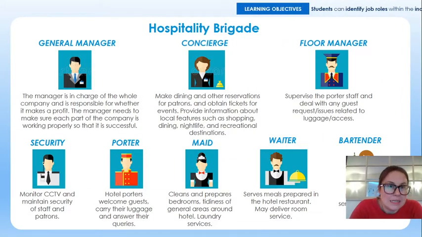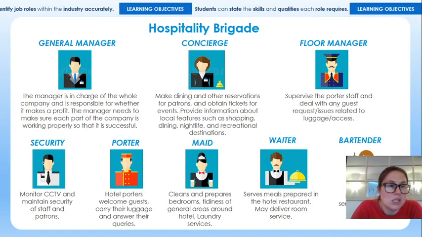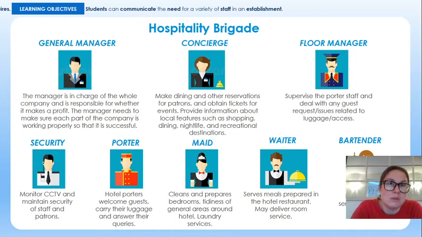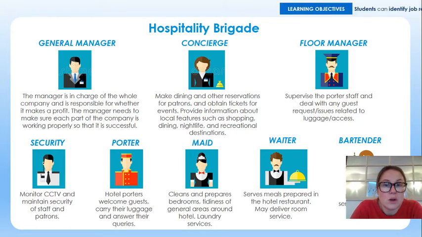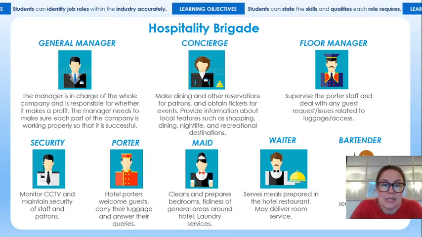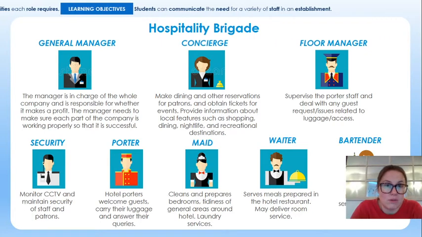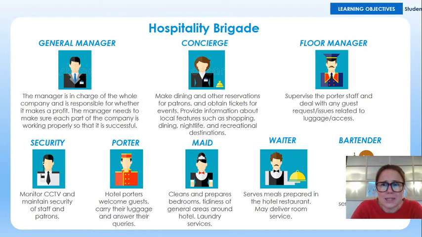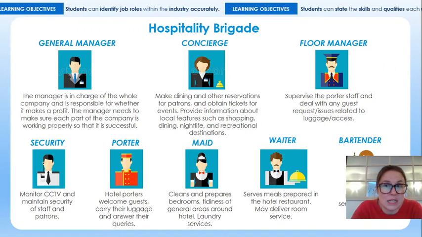The general manager is in charge of the whole company and is responsible for whether it makes a profit. The manager needs to make sure each part of the company is working properly so that it is successful, and so ultimately they're the ones that make the rules up. The concierge makes dining and other reservations for patrons, a little bit like a receptionist, and obtains tickets for events, provides information about local features such as shopping, dining, nightlife and recreational destinations, so maybe like a theme park for example. The floor manager supervises the porter staff and deals with any guest request issues related to luggage, access.